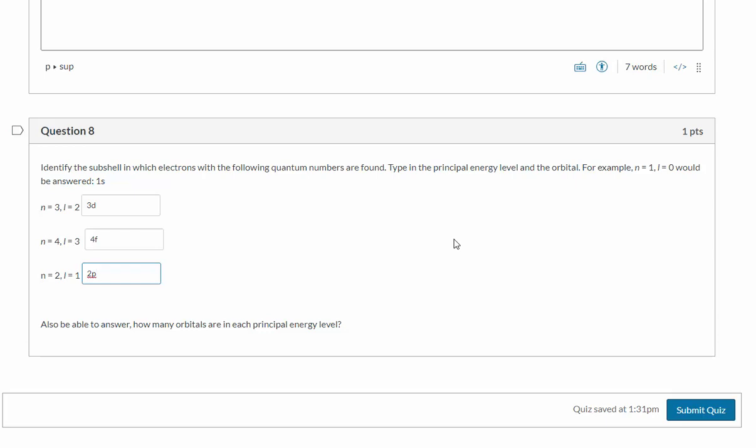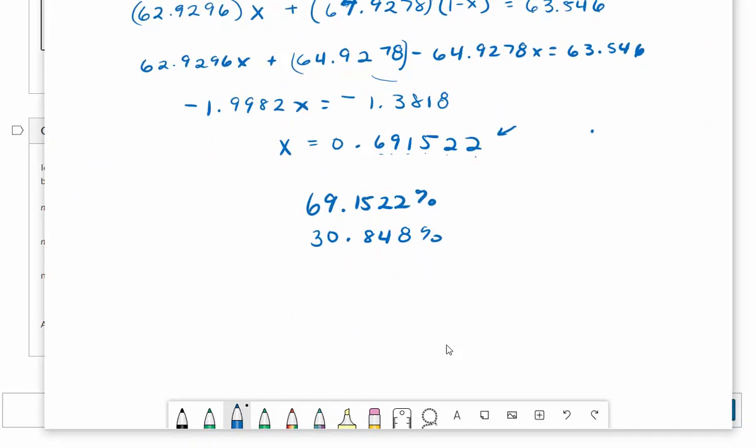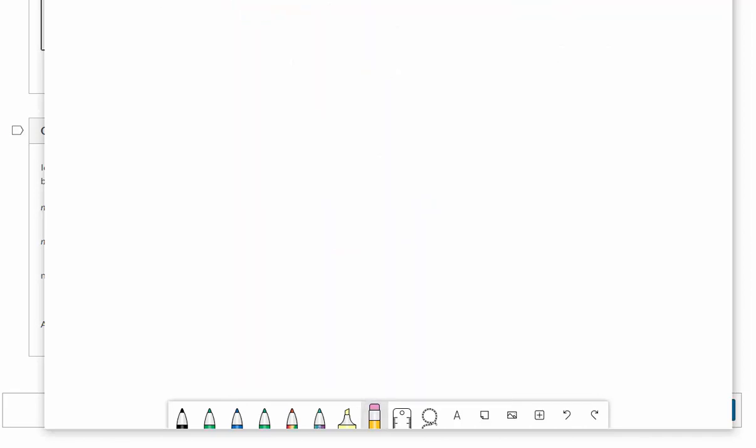Now, you should also be able to answer how many orbitals are in each principal energy level. Let's draw that out briefly, just to review. Your principal energy levels basically tell you how many subshells they have, and then the periodic table will tell you how many orbitals. So the 1s subshell has 1 orbital. The principal energy level 2 has an s and it has 3 p's. Each one of those p's is an orbital, so that has 4 orbitals.